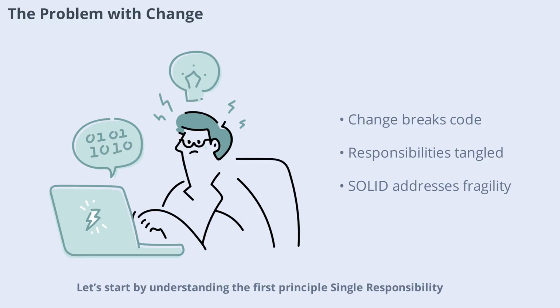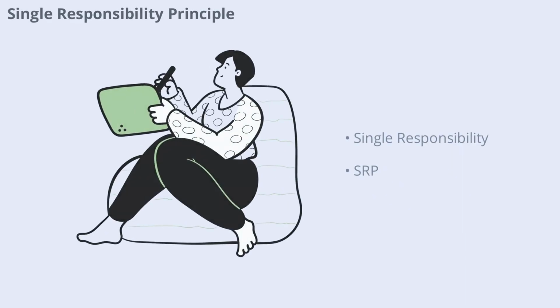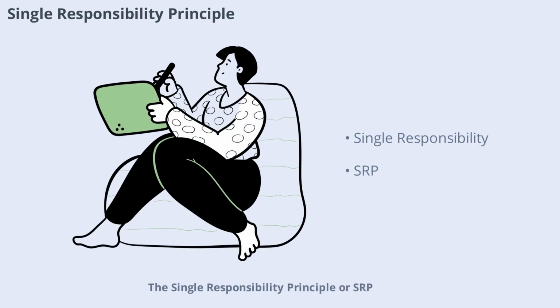Let's start by understanding the first principle, Single Responsibility. The Single Responsibility Principle, or SRP, states that a class should have only one reason to change. This means each class should focus on a single responsibility or job. When a class takes on multiple roles, changes in one area can inadvertently affect others. By isolating responsibilities, SRP makes code easier to maintain and less prone to bugs.